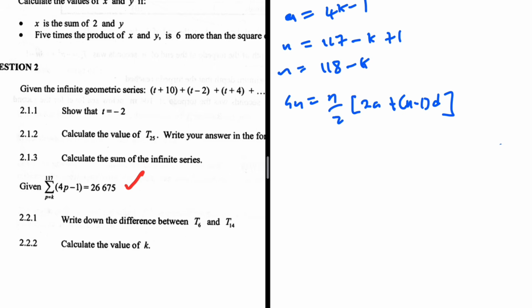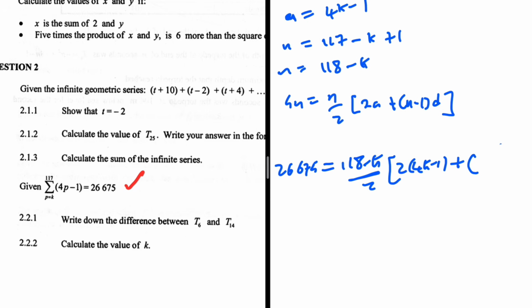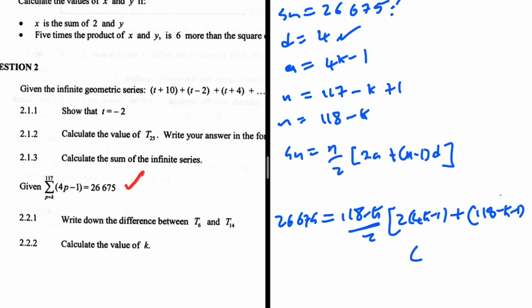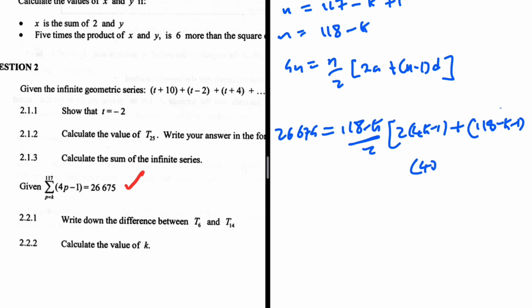So the sum is 26675, and then N is 118 minus K, over 2 multiplied by 2A. A is 4K minus 1, and then plus N minus 1. N is 118 minus K, and then minus 1, multiplied by the difference, which is 4. Is the difference 4? Yes, multiplied by the difference, which is 4. Yeah, so let's use that instead.